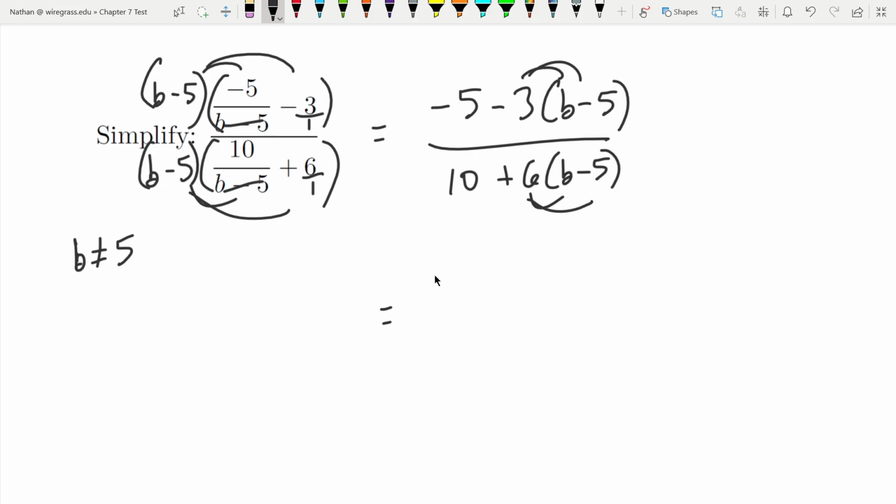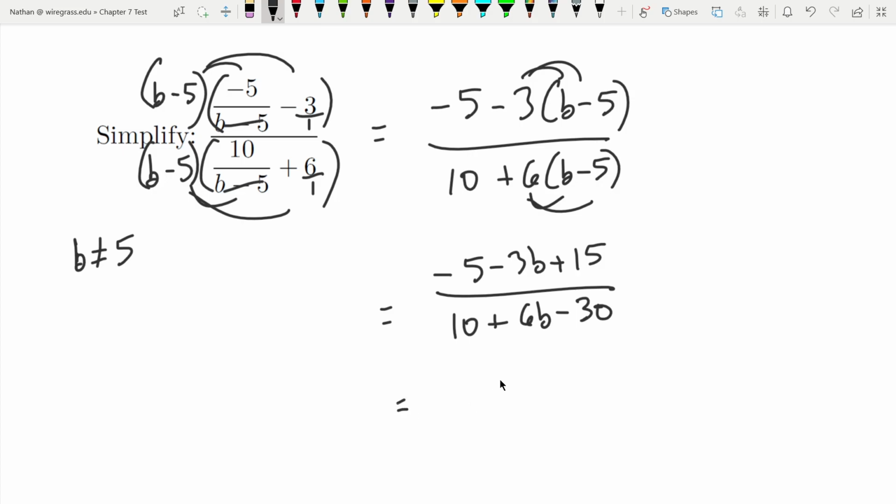So I have negative 5 minus 3b plus 15, over 10 plus 6b minus 30. Okay, and combine like terms. On top I have minus 3b plus 10. And then on bottom I have 6b minus 20.